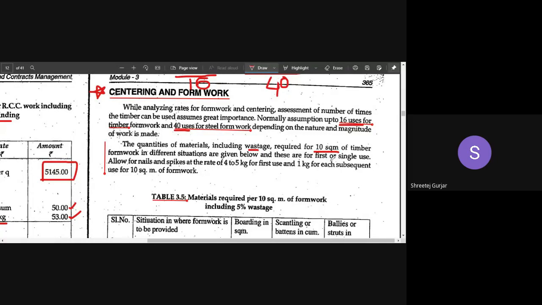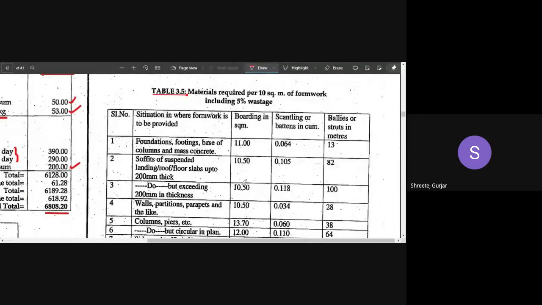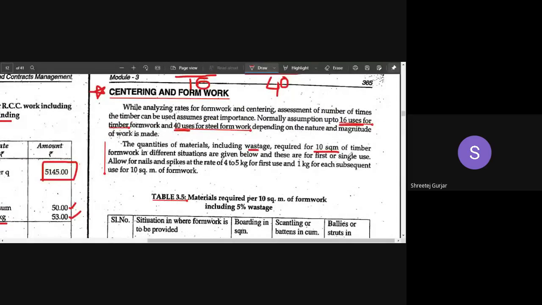Okay, and the first or single reuse. So these particular values which are given in this table are for first use, or for single use. Allow nails and spikes at the rate of 4 to 5 kgs for first use. Nails and spikes we require for holding your formwork in place, to form the particular shape of your beam or your concrete or whatever element you want.